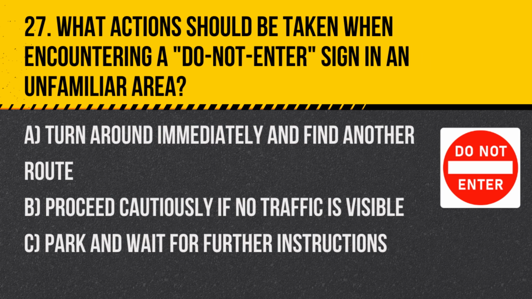Question 27. What actions should be taken when encountering a do not enter sign in an unfamiliar area? A. Turn around immediately and find another route. B. Proceed cautiously if no traffic is visible. C. Park and wait for further instructions. Answer: A. Turn around immediately and find another route. A do not enter sign indicates you are going the wrong way.